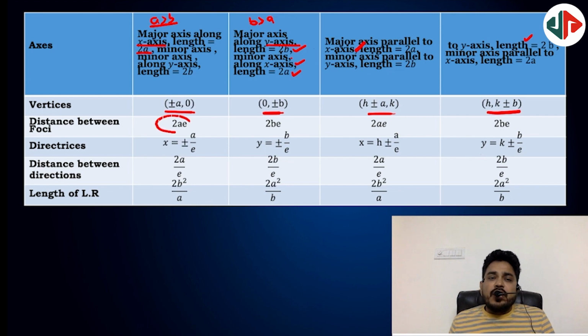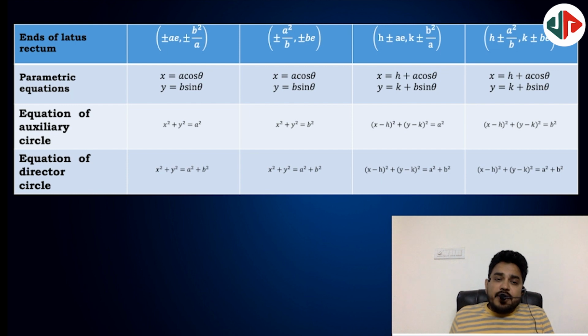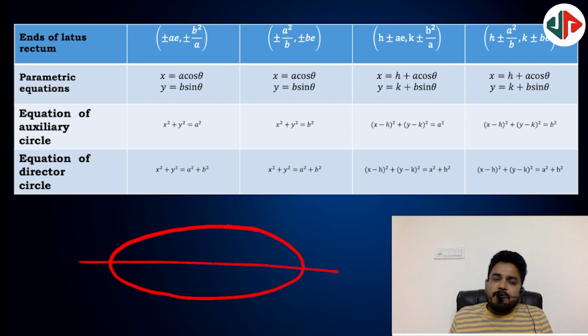The distance between the two foci is 2ae, here in this case 2be. The directrix will be this, and for this one h is added, for this one k. The distance between the two directrices is 2a by e, and the length of the latus rectum is very much needed every time. So what will be the endpoints of the latus rectum? I'll explain every point here itself.